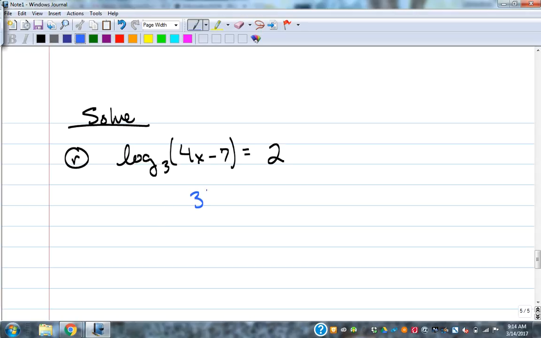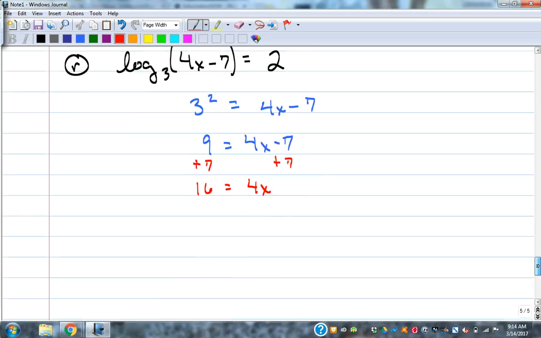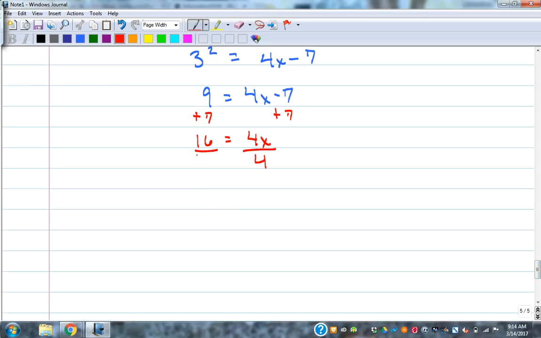3 to the second power equals 4x minus 7. So that's where we rewrote that logarithmic equation as an exponential equation. And now, what's 3 squared? 9. So we have 9 equals 4x minus 7. And that's 7th grade math right there, right? And this is where we're like, oh yeah, this is easy. And we get in a hurry and we make a mistake. No pressure or anything, but don't screw up.